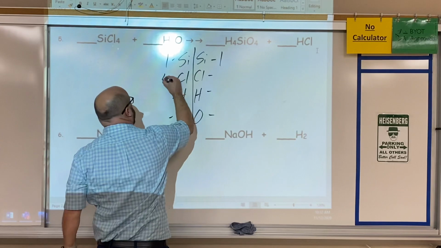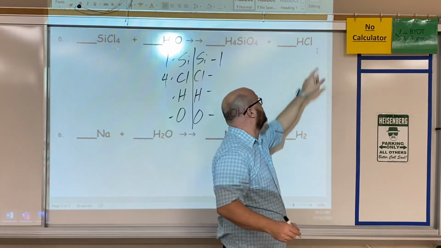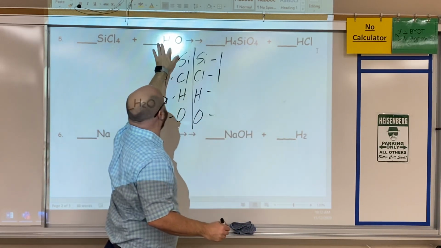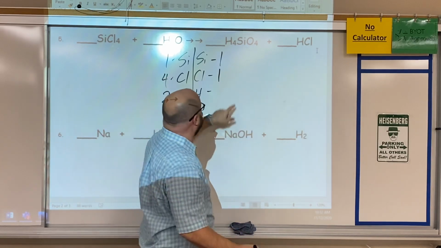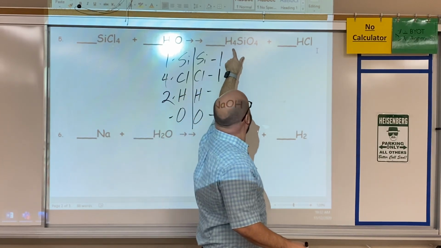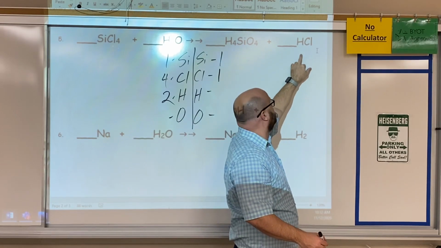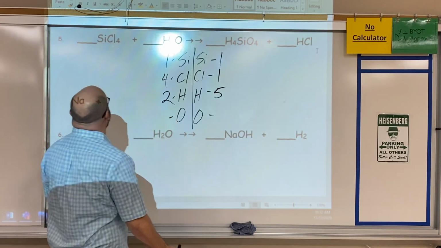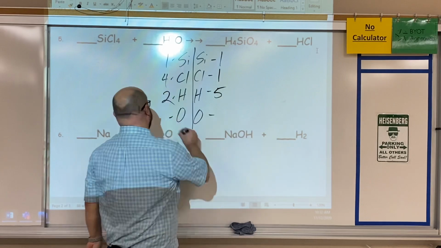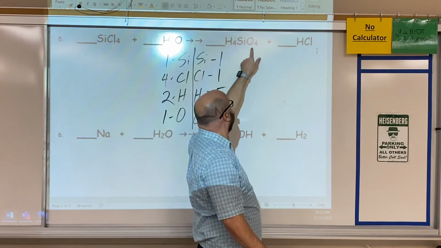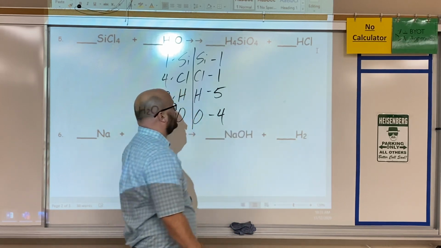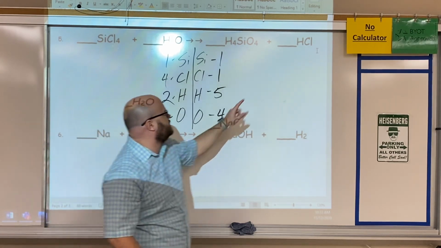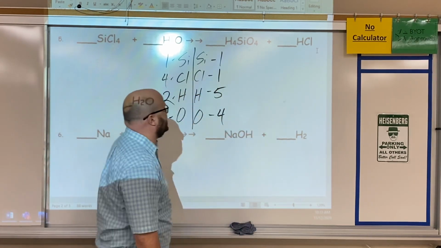Chlorine is 4. On this side, chlorine's just 1. Over here, hydrogen is 2. Hydrogen over here is 4, but look, there's hydrogen in both compounds, so you have to add them together. 4 plus 1 gives us 5. Oxygen, 1 oxygen there, and 4 here. Do you have any wild cards? No. The closest thing you have to a wild card is HCl, hydrochloric acid.